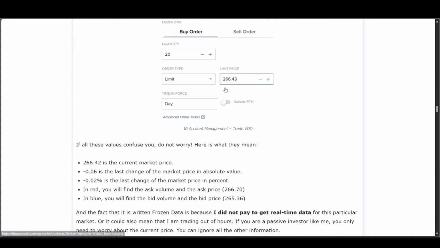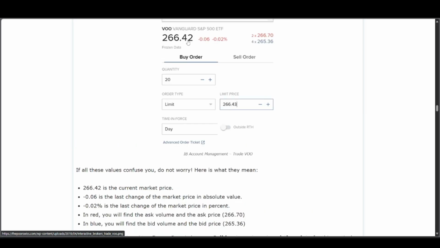So the 266.42 is the current market price. Negative 0.06, which should be this thing over here, is the last change of the market price in absolute value. Then negative 0.02% is the last change of the market price in percent. In red, you will find the ask volume and the ask price, 266.70. And in blue, you will find the bid volume and the bid price.